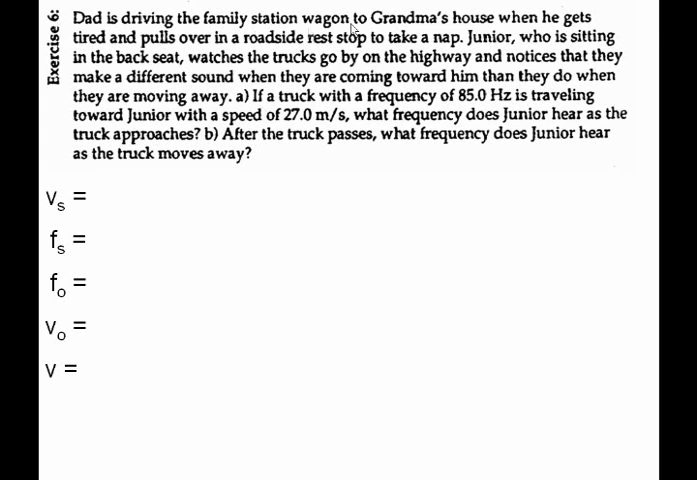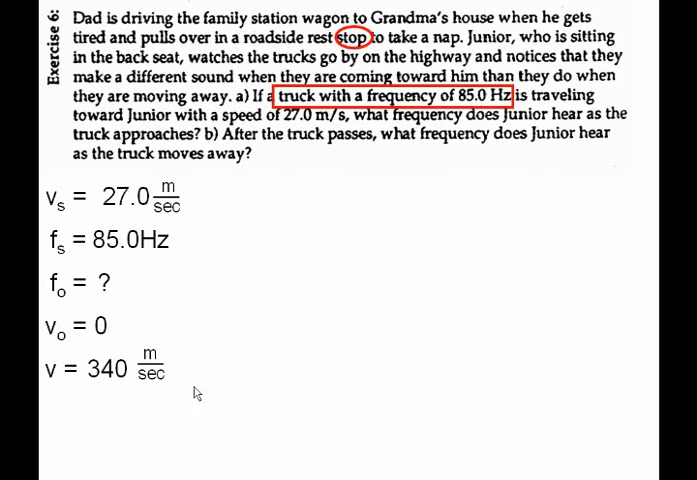All right, next problem. Dad's driving the station wagon. They pull over to a rest stop. Junior's watching the trucks go by, and he knows they have a different sound going towards or away. The truck has a frequency of 85 hertz. So that establishes the truck as the source, and we have the frequency of a source. They go on to tell us that the speed of the truck is 27 meters per second, so that will be the speed of the source. They're asking what Junior hears, so he is the observer. And the key word here: they are at a rest stop, so if he stopped, his speed is going to be 0. And of course, the speed of sound is 340 if they don't tell us what it is.